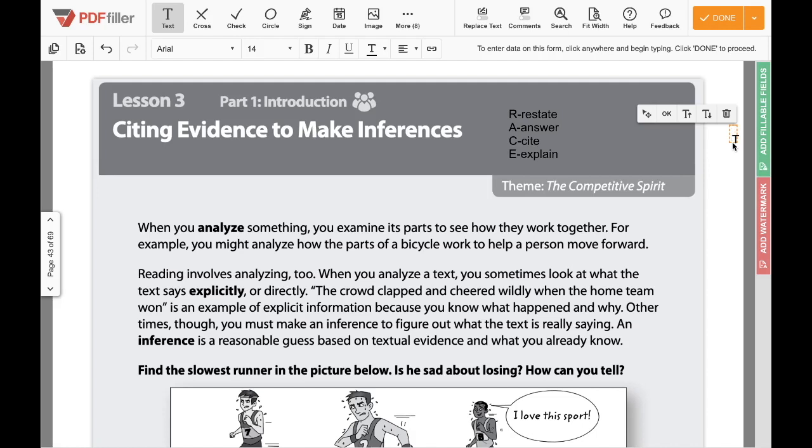But more specifically, we're looking at citing evidence to make inferences, which an inference is something that you can assume about the text or guess about the text that you might not necessarily know for certain.